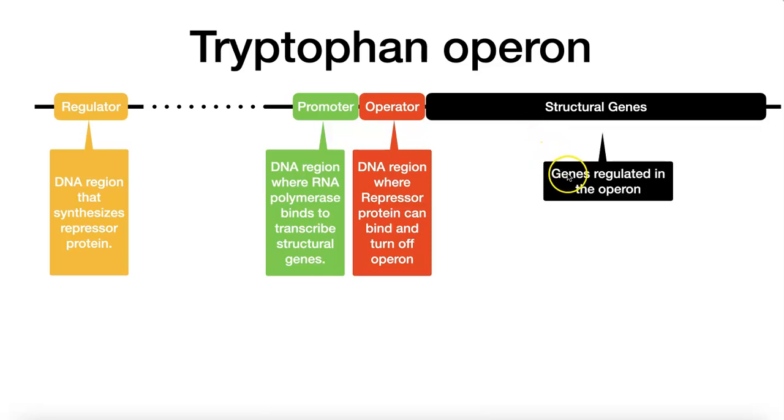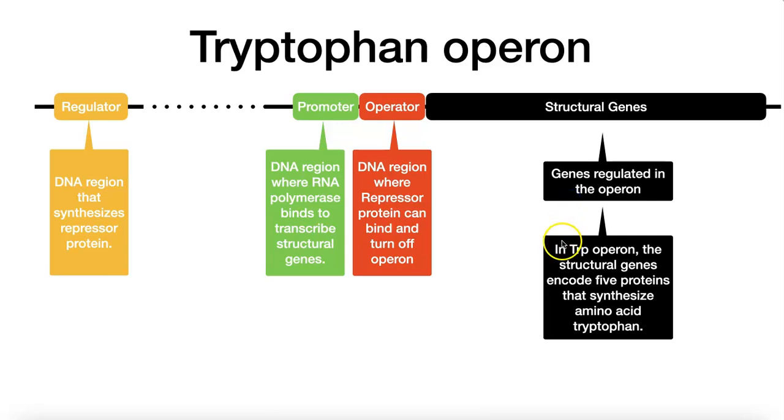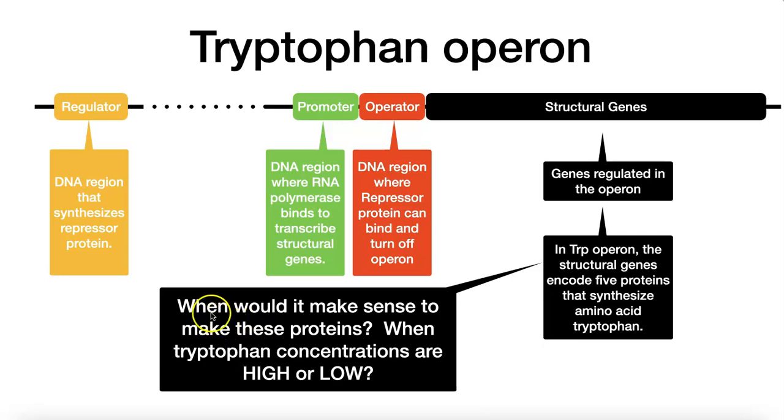So these are the genes that are regulated in the operon. In the Trp operon, there are, again, 5 structural genes that encode 5 proteins that synthesize the amino acid tryptophan. Remember what amino acids are used for. They're used to build proteins. And so when would it make sense in a cell to make the proteins that make tryptophan?